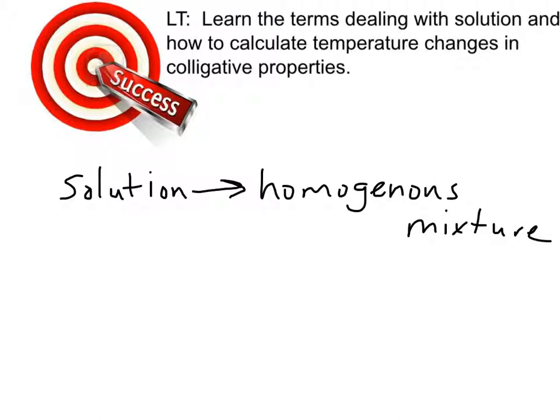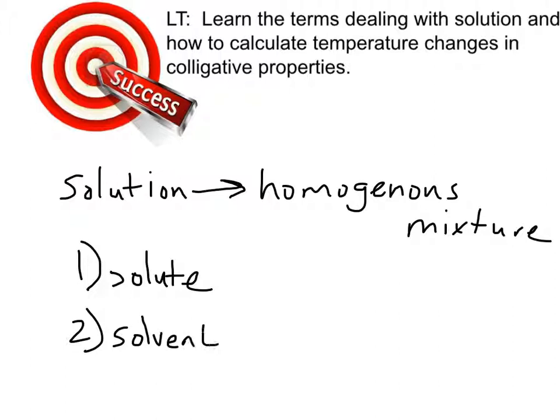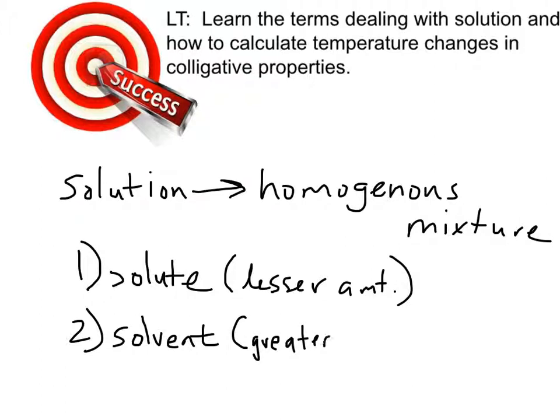There are two parts to every solution. There is the solute. And the solute is just the stuff that's dissolved in the solution. And then the solvent. And that's the thing that you're dissolving the solute in. The way you can tell these apart is that the solute will always be in the lesser amount and the solvent will always be in the greater amount.